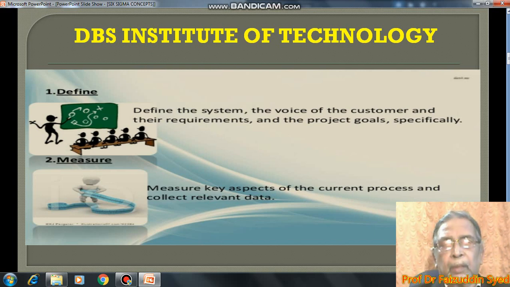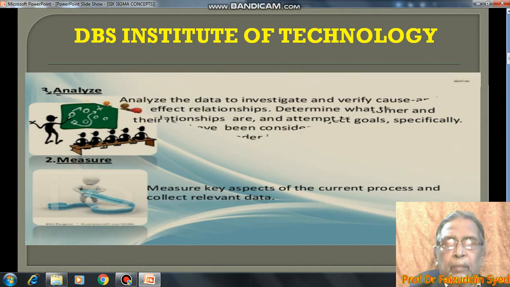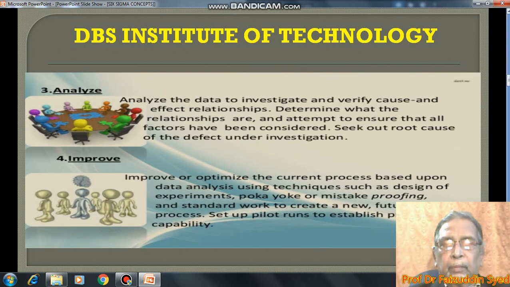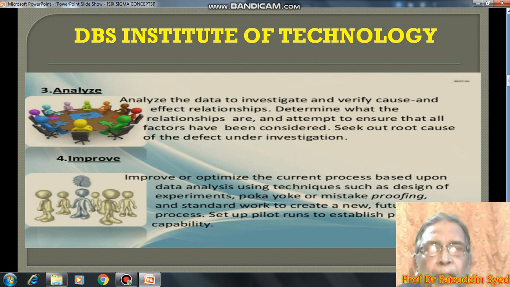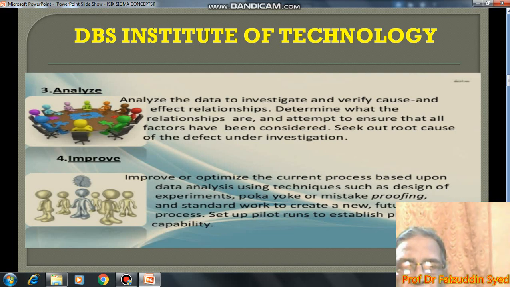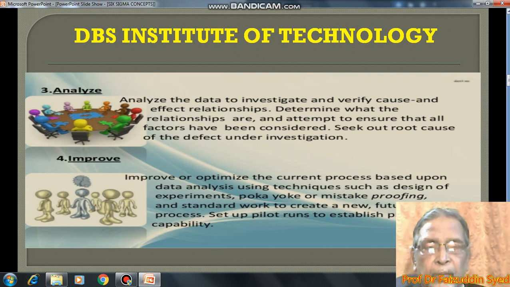Measure the key aspects of the current process and collect relevant data. Number 3, analyze. Analyze the data to investigate and verify cause and effect relationship. Determine what the relationships are and attempt to ensure that all factors have been considered. Seek out root cause of the defect under investigation. So here what you are doing, you are finding out the root cause for the defect.